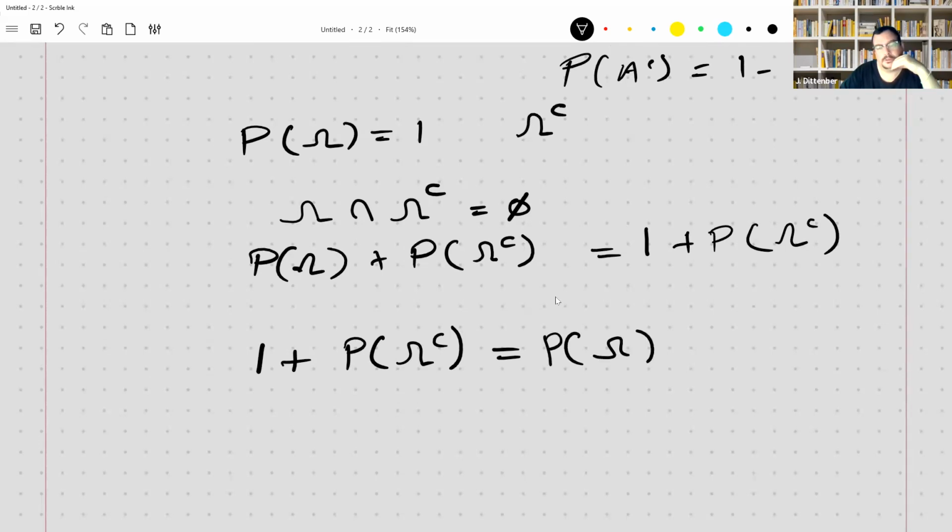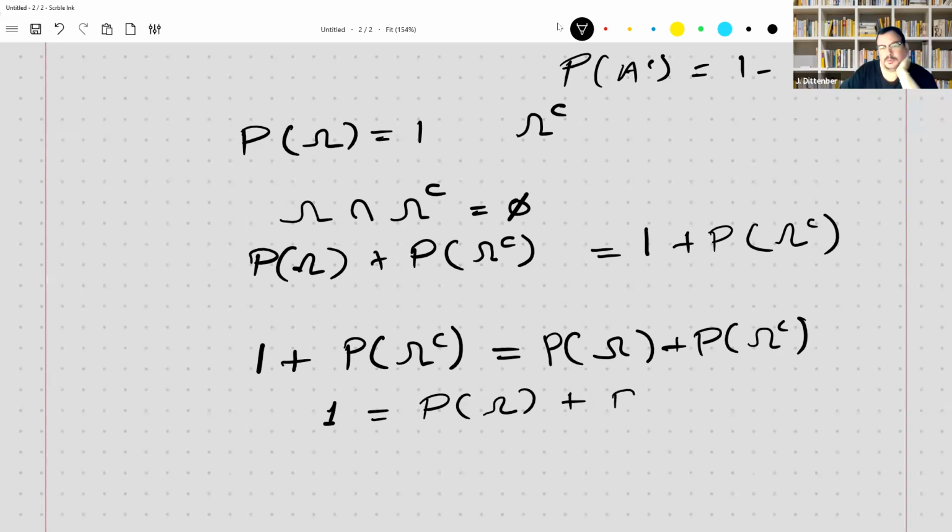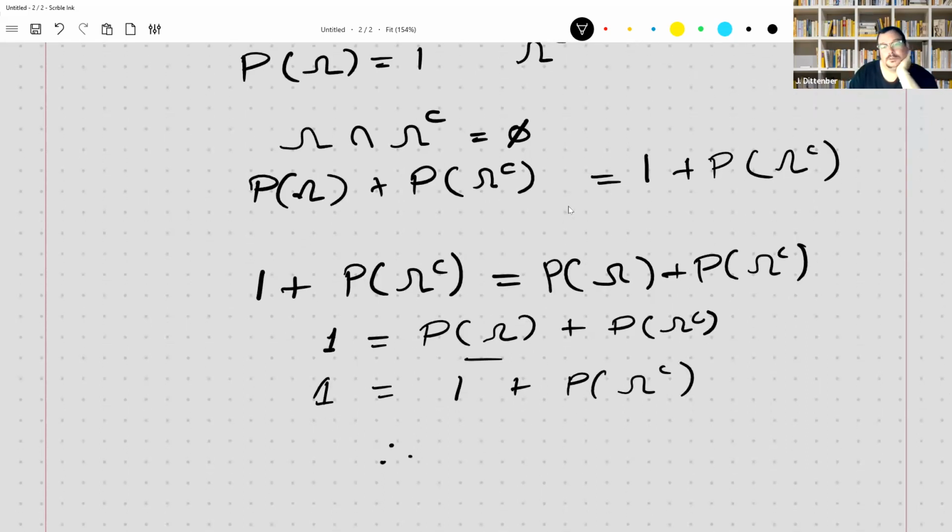so these are equal, right? So how is this supposed to be working? Well, it works like this. 1 plus the 1 is equal to the probability of omega plus the probability of the complement of omega. So it means that since this is equal to 1, then it must be the case that this one is equal to 0.